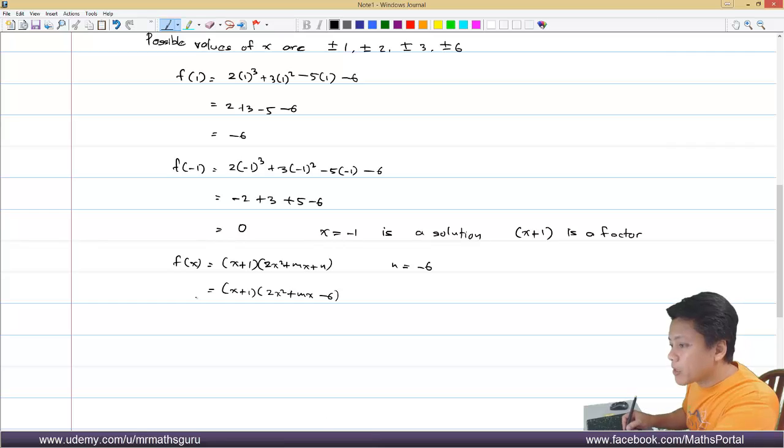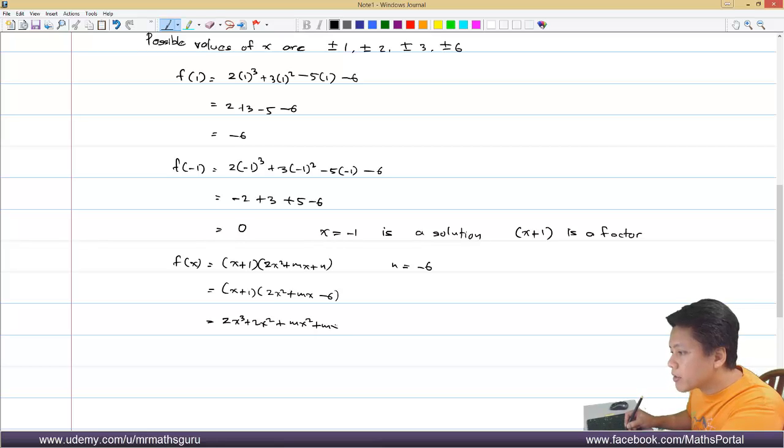And again, we multiply these two expressions, or we just find out the coefficient of x squared. That also works if you are quick, but let's just do it the long way first, because I want to make sure that I do not miss a step, I do not miss any coefficient. So let's multiply this: 2x cubed plus 2x squared plus mx squared plus mx minus 6x minus 6. Let's consolidate all the like terms: 2x cubed plus 2 plus m x squared.